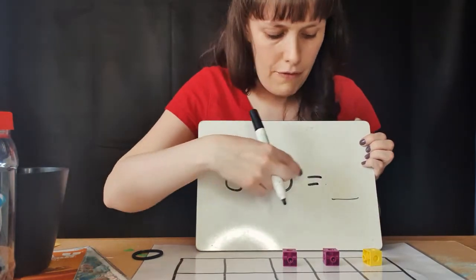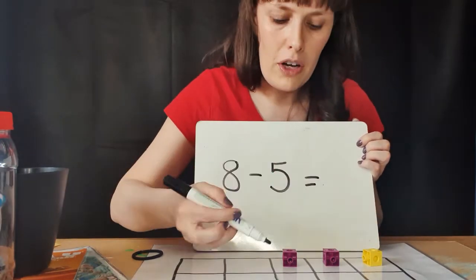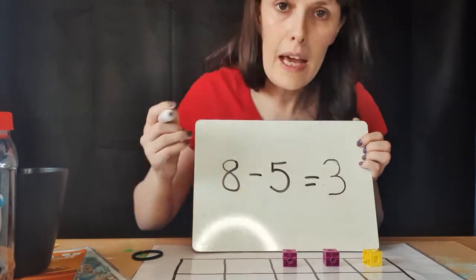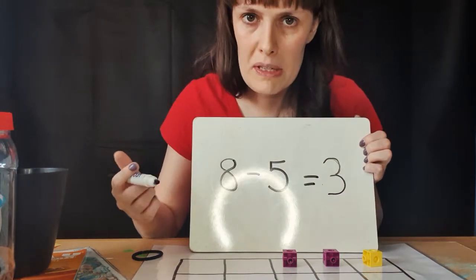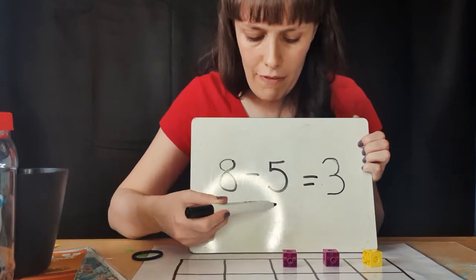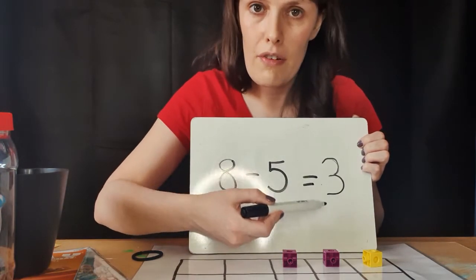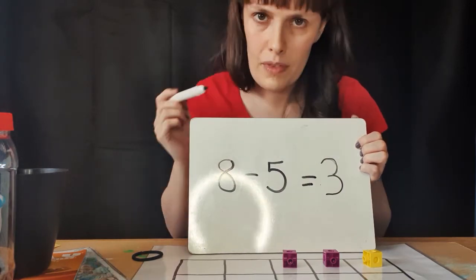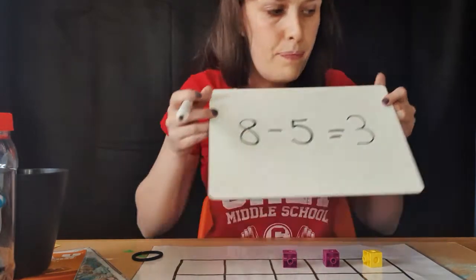Okay, so again, we're going to fill that in into our number sentence. So 8 take away 5 is however many you've got left. 1, 2, 3. Okay, and once again, get used to saying this number sentence out loud. 8 take away 5 equals 3. Well done. So let's try another one.